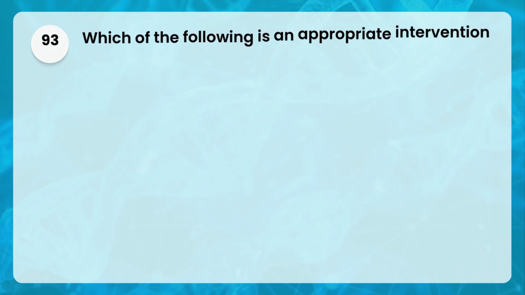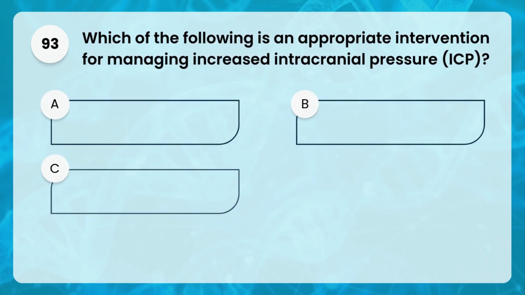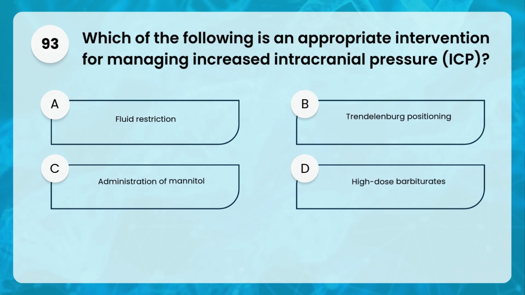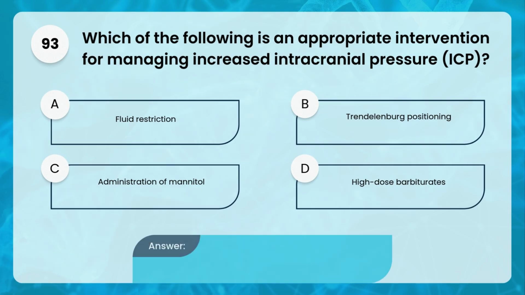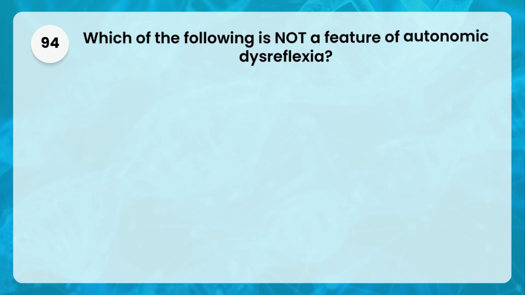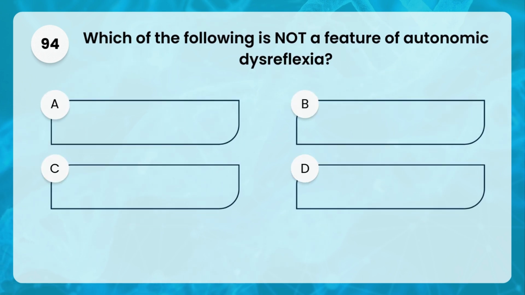Number 93. Which of the following is an appropriate intervention for managing increased intracranial pressure, ICP? A. Fluid restriction. B. Trendelenburg positioning. C. Administration of mannitol. Or D. High-dose barbiturates. The answer is C. Administration of mannitol.